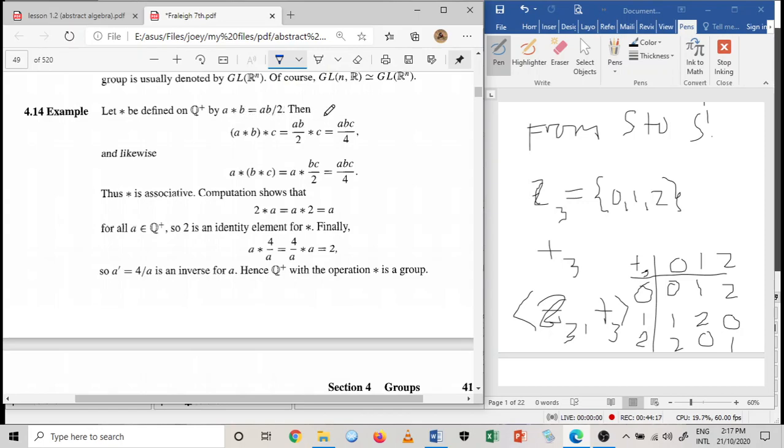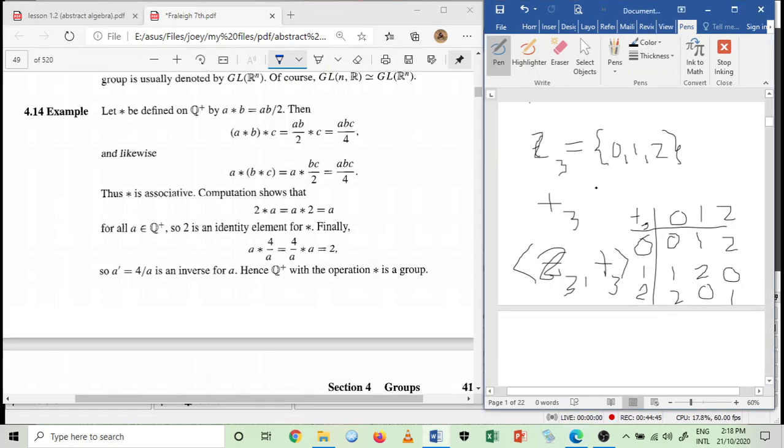Now, note that if you have A operation B operated to C, by definition, A operation B can be written as AB over 2. Then, operate it with C. So, we'll have AB over 2 times C all over 2. Let us write it here.